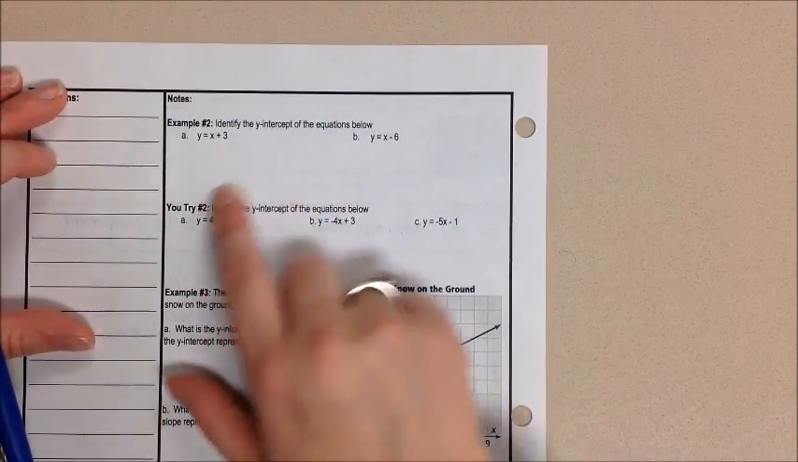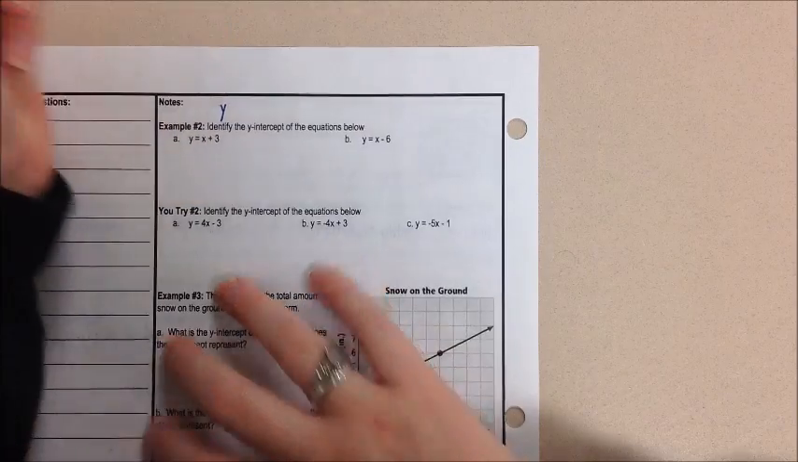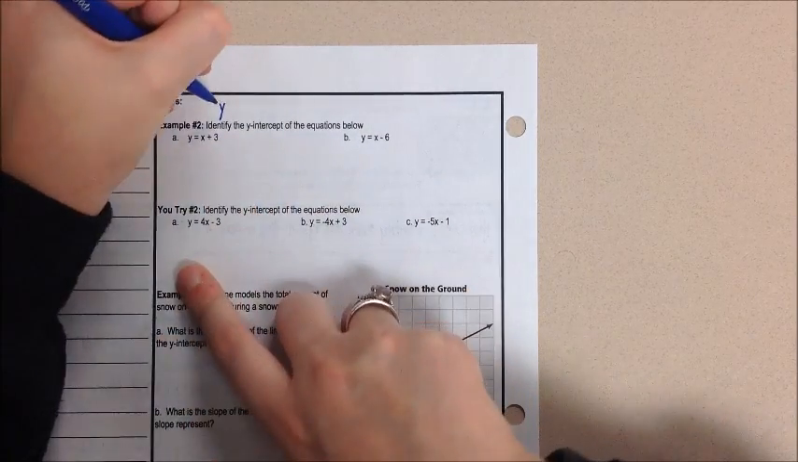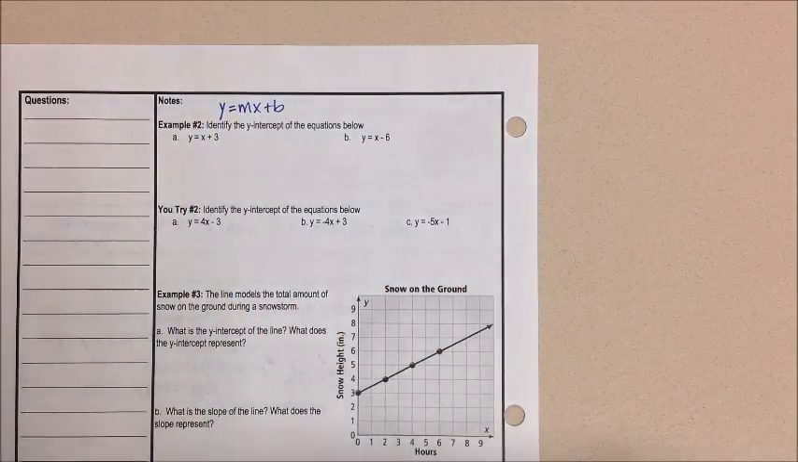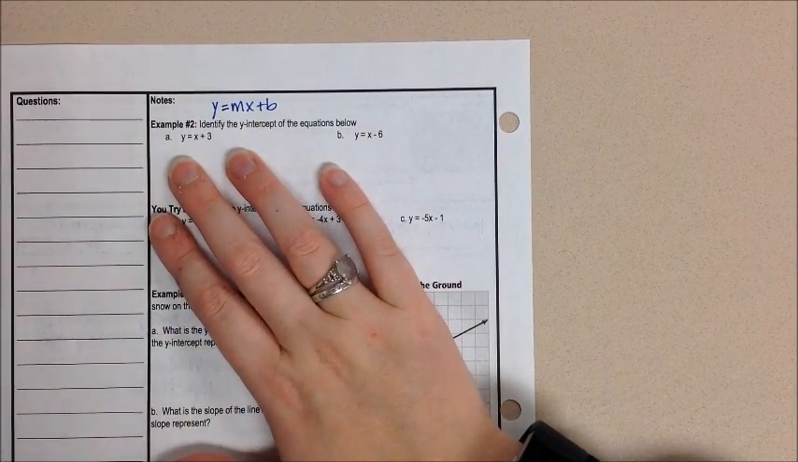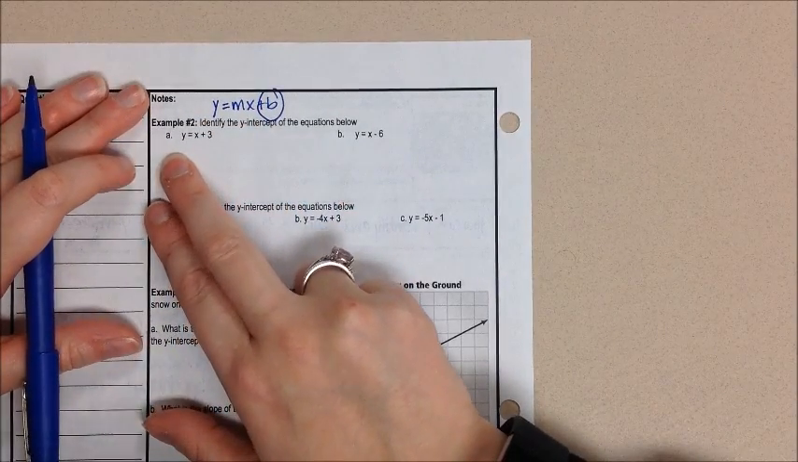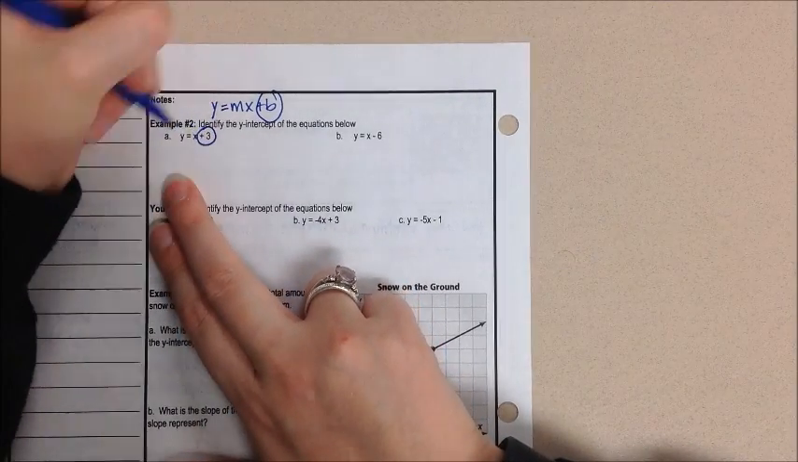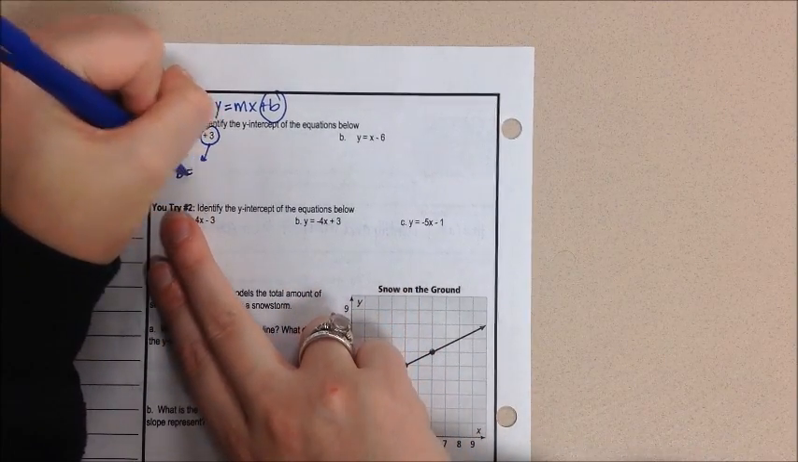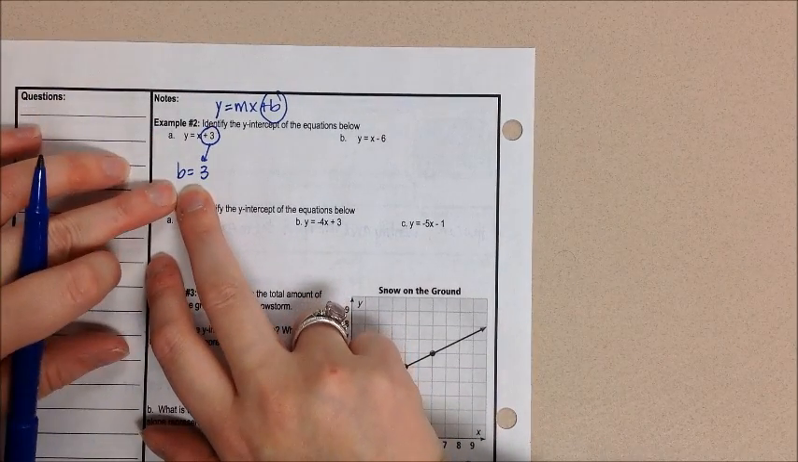Okay, so now we're going to look at example number 2. Identify the y-intercept of the equations below. I'm noticing that these are in slope-intercept form, so I'm going to write out y equals mx plus b. That's my slope-intercept form. I'm looking for the number without the variable, not on this side with the y. So the number without a variable, right here, that is my y-intercept. So on example number 2, letter A, my y-intercept is 3.